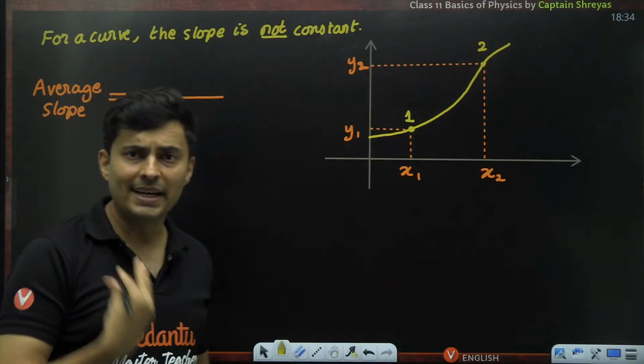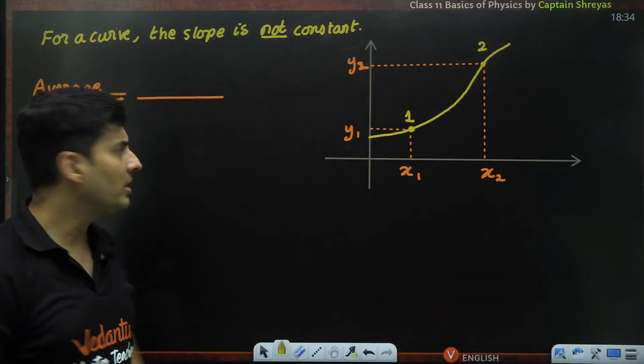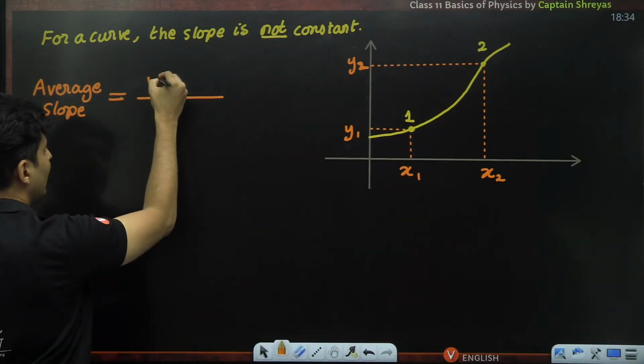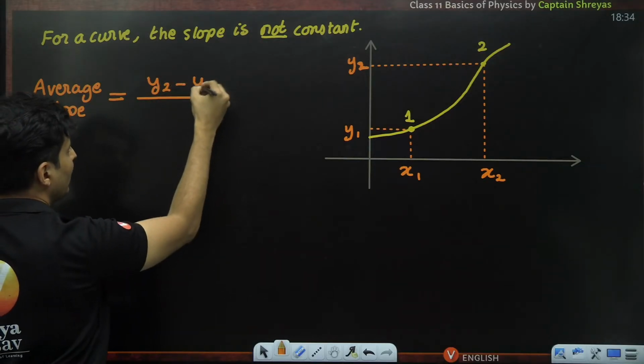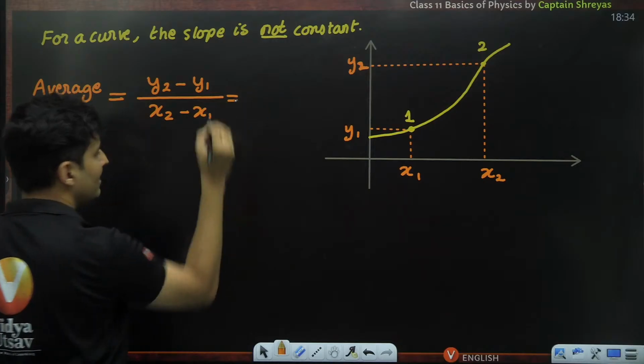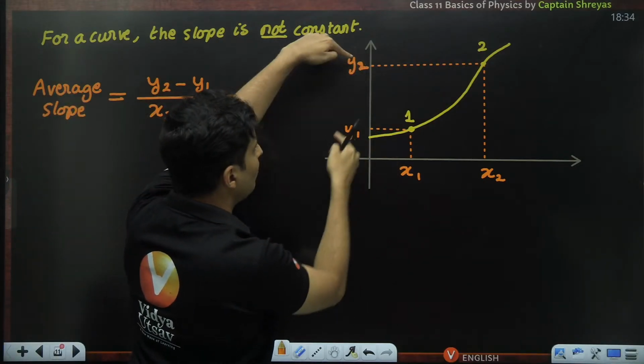So 2 represents final, 1 represents initial. So the average slope in such a case will be as simple as y2 coordinate minus y1 coordinate upon x2 coordinate minus x1 coordinate, which is nothing but this difference, y2 minus y1.